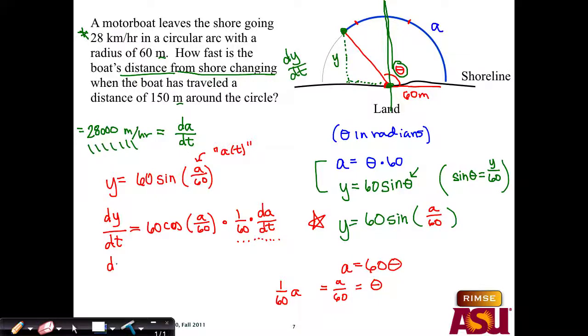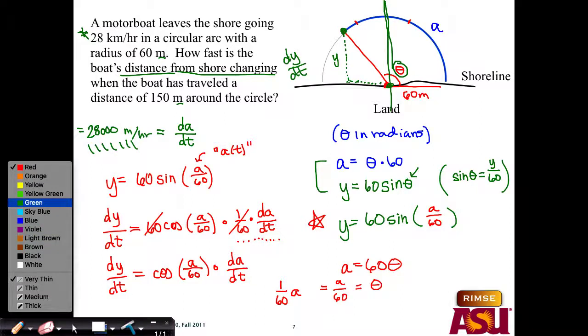I'm just going to rewrite this quickly. The rate of change of the boat's distance from the shore with respect to time would then be cosine of A over 60, where A, again, is this arc length here. We have a value for that at the time we're interested in, times dA/dt, the rate of change along the arc, which we have a value for also. So we're trying to find dy/dt.